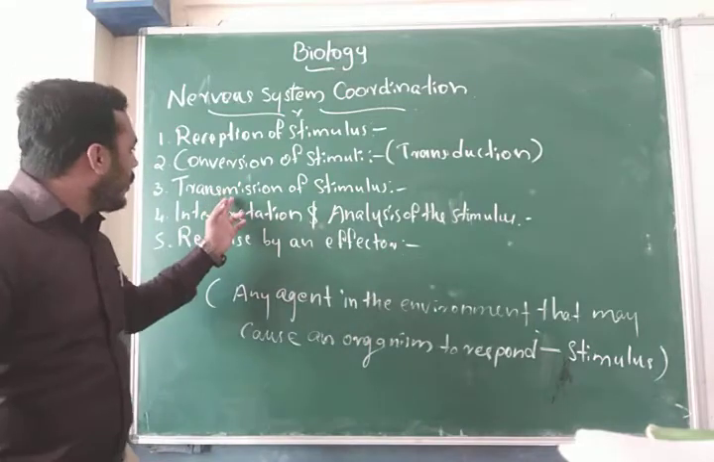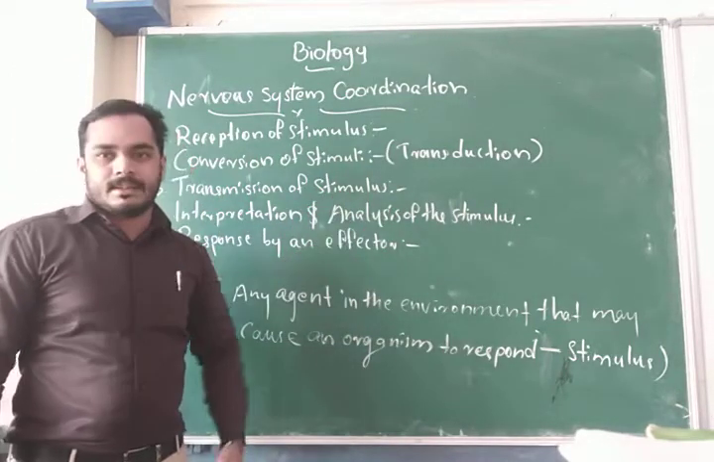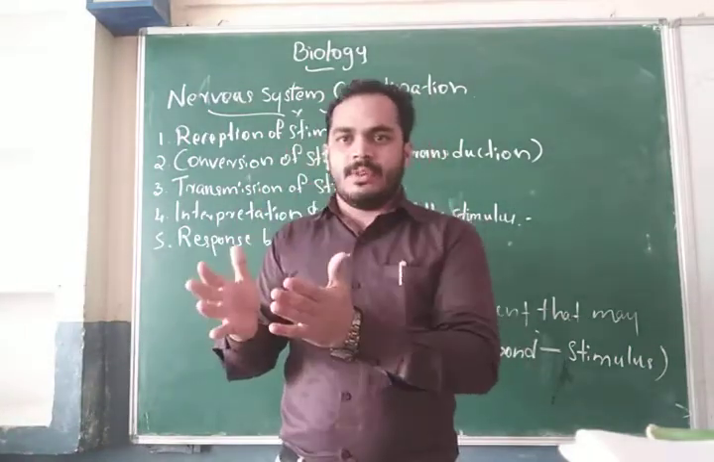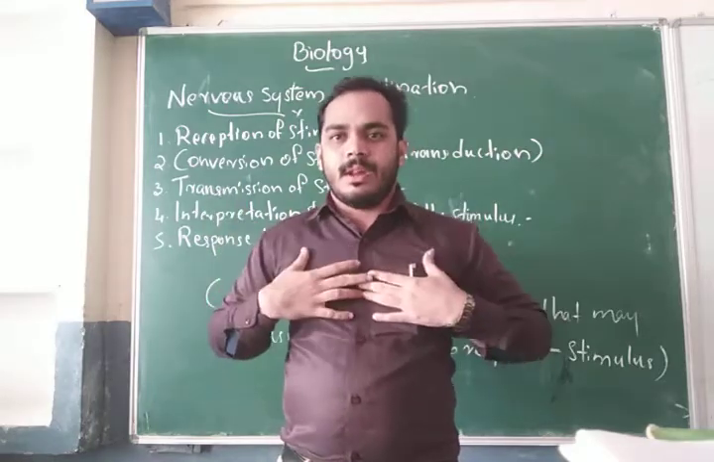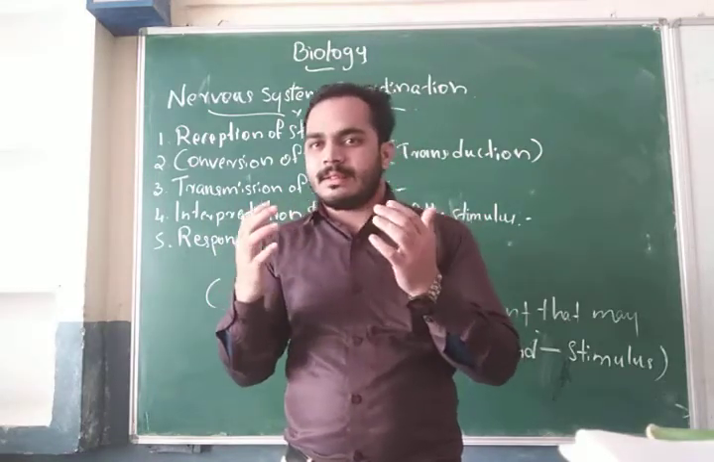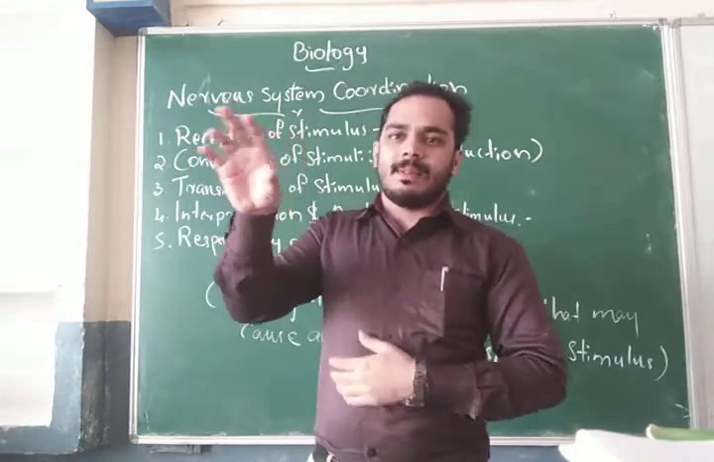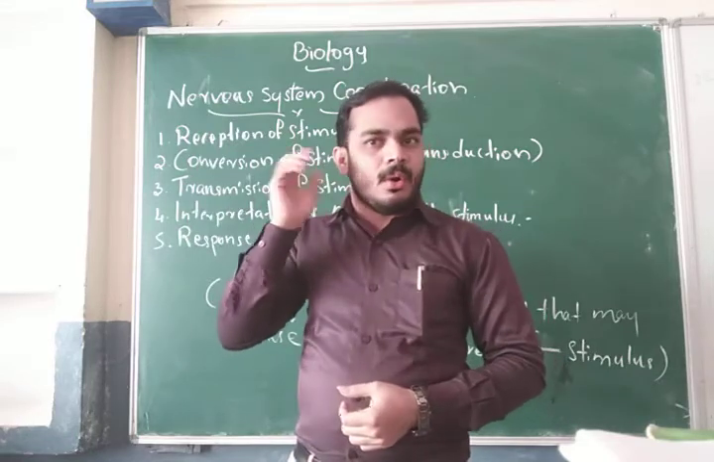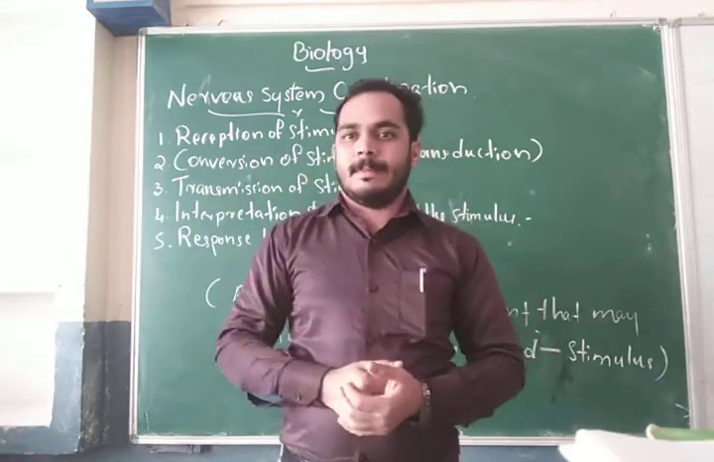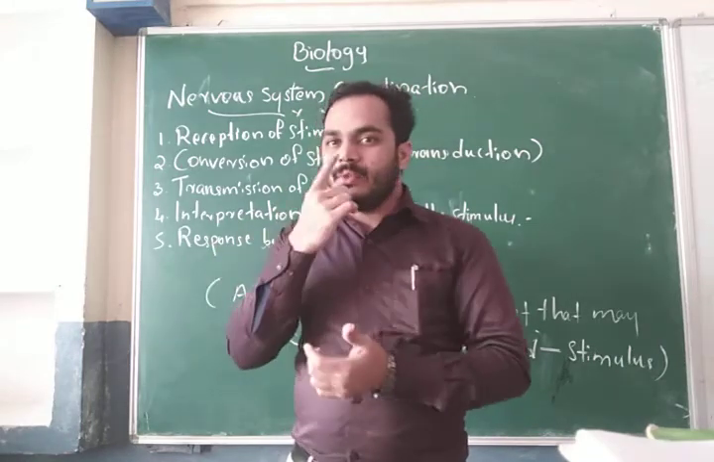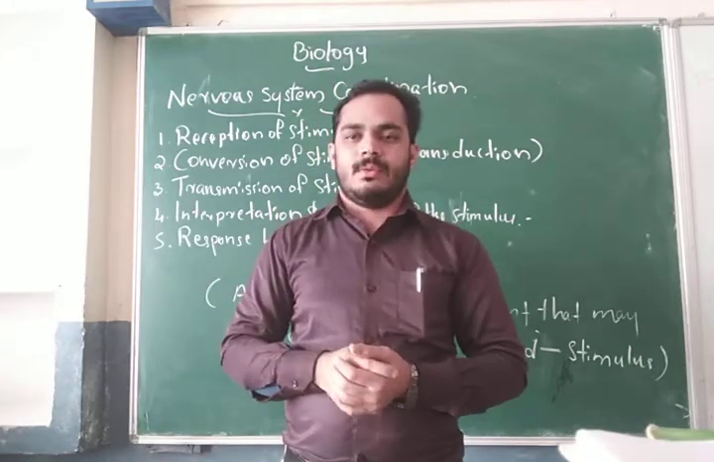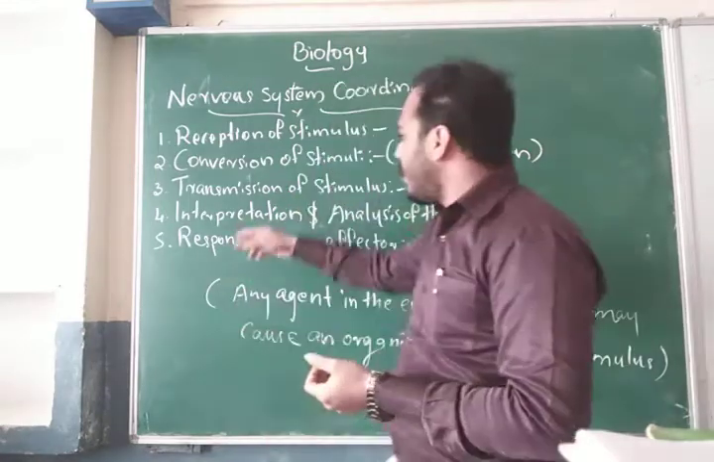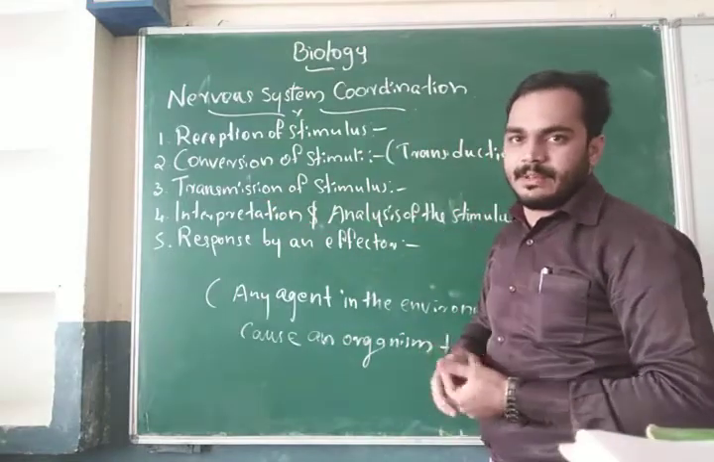And the third one, transmission of stimulus. In our body there are a few sense organs, and each receives a particular message from the outside. For example, sound is received with the help of the ear only, and smell is received by our nose. This type of information is received and transmitted. That means transmission of stimulus, transferred.